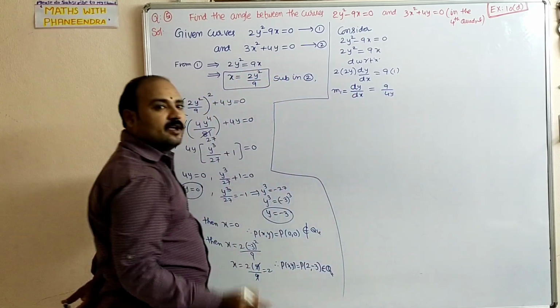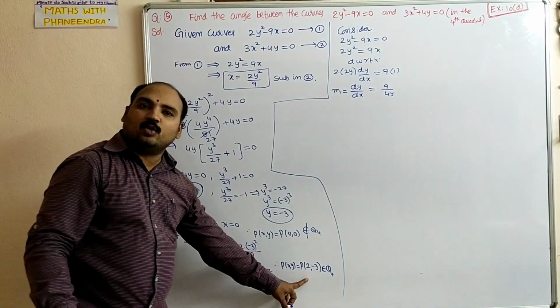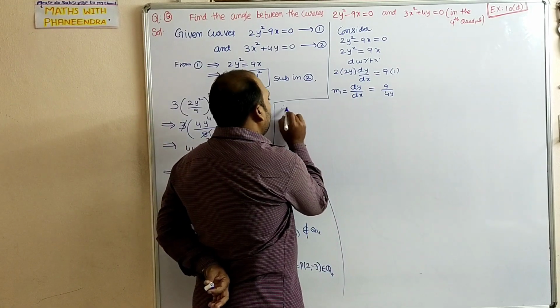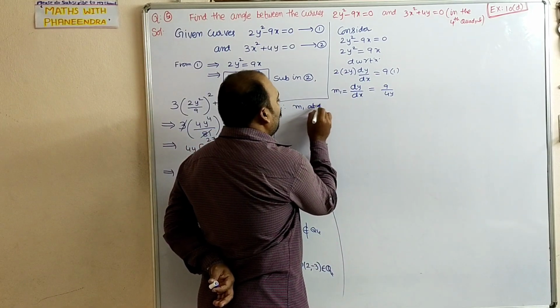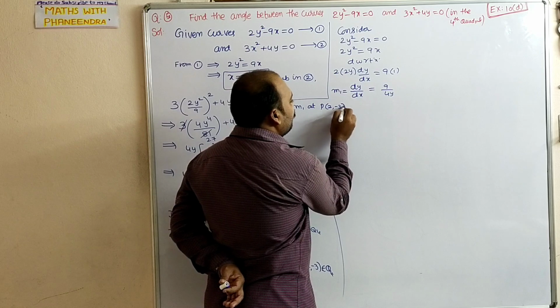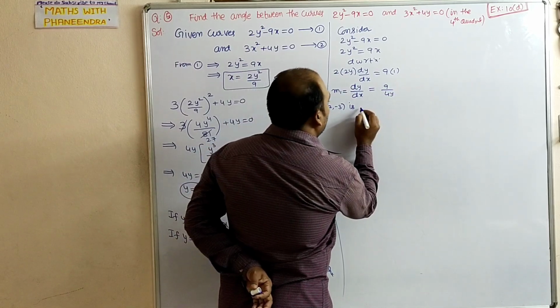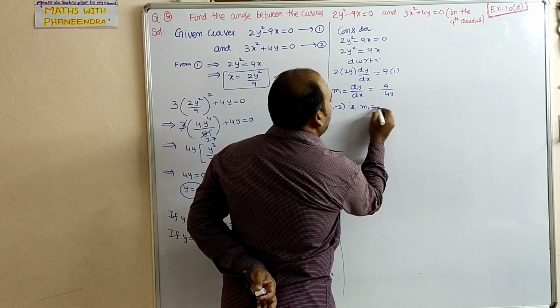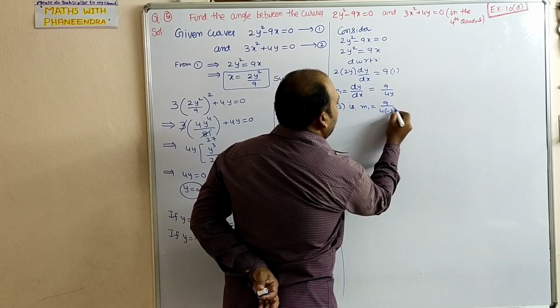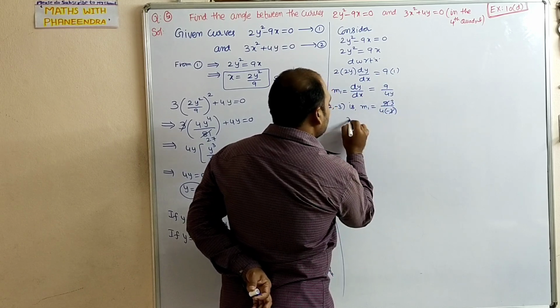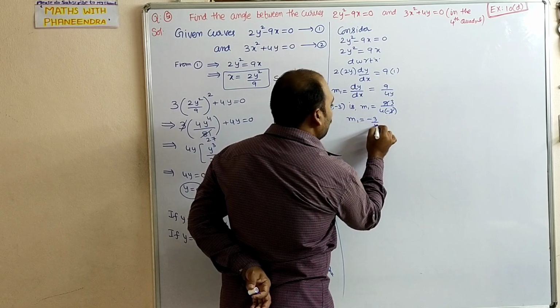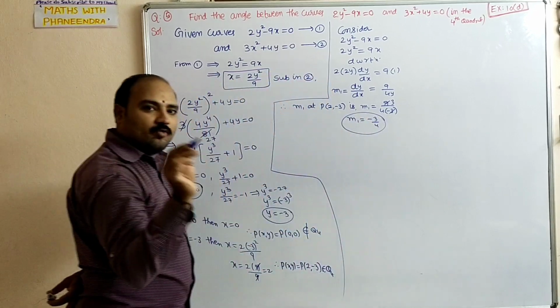Therefore m1. m1 at what point can you take it? 2 comma minus 3. Therefore m1 at 2 comma minus 3 is, in place of y substitute minus 3. So m1 equal to 9 by 4 into minus 3. 3 ones are 3, 3 3s are 9. So m1 equal to minus 3 by 4. We got the value of m1.